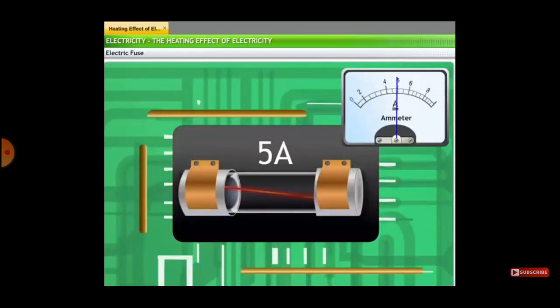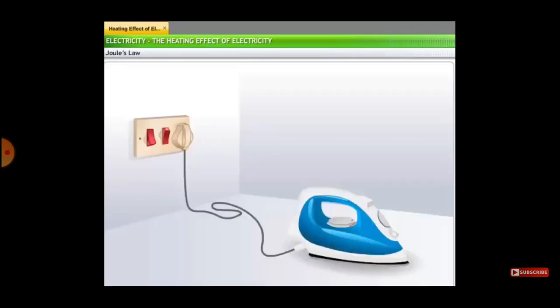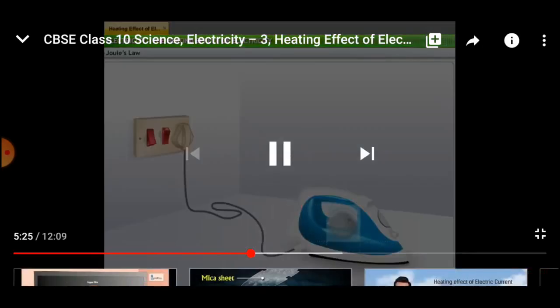Suppose the current this wire can carry is 5 ampere. If the current exceeds 5 ampere, then this wire melts because of the heating effect. Much current will produce much heat energy. Due to that, the current converts into heat energy, and that energy is used for melting the wire. So the fuse wire works on the heating effect of electric current.